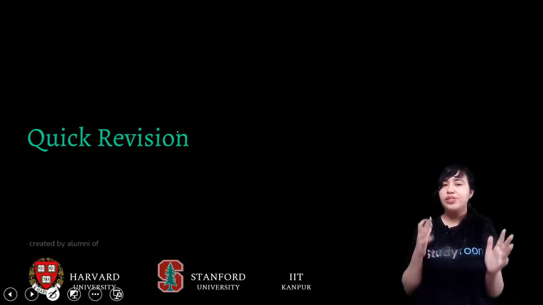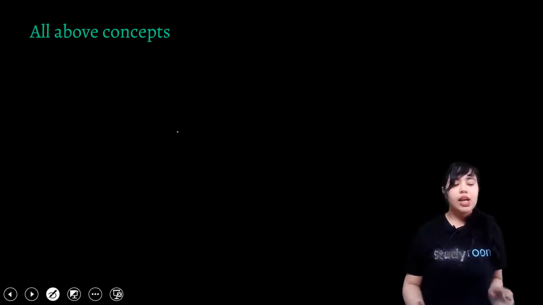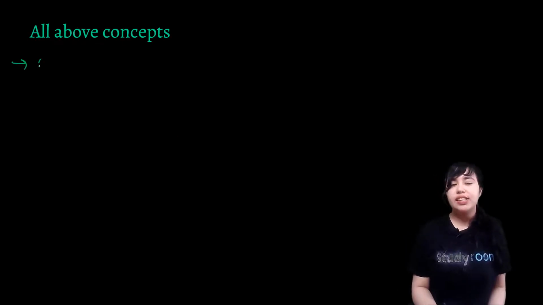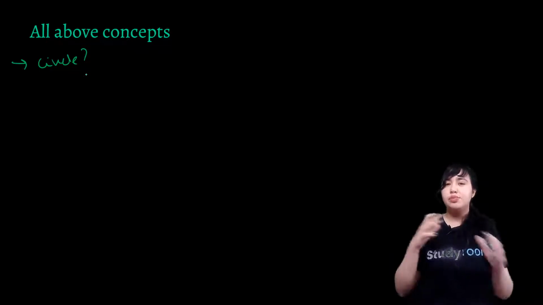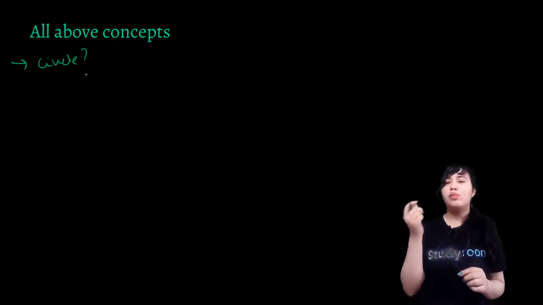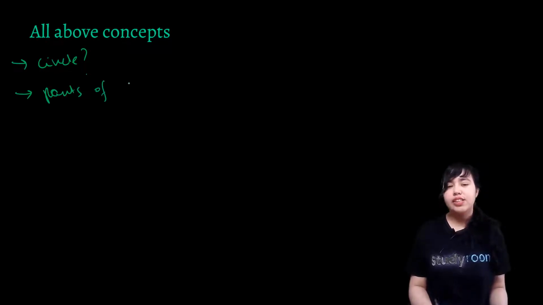So now time for a quick revision. Let me see how much you've gained from this lecture. So now tell me, what do you understand by a circle? So a circle is a set of points which are at a constant distance from a fixed point called the center. So that brings me to my next question. What are the parts of a circle?